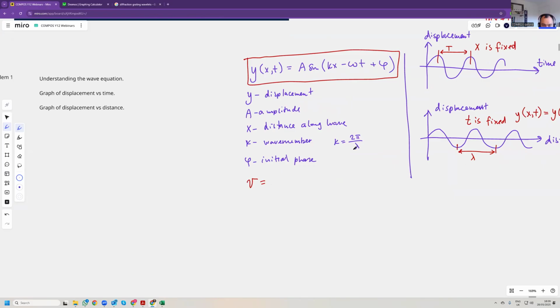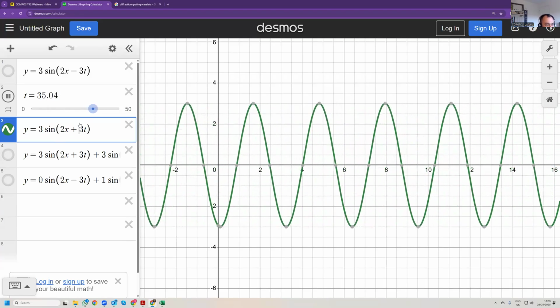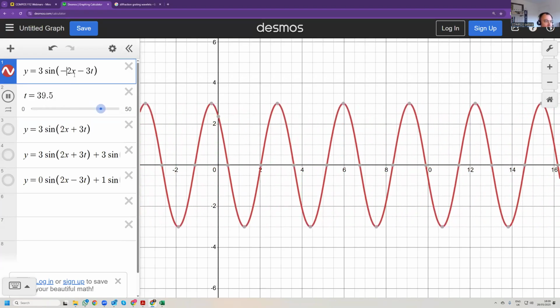So if the wave number is 2π over λ, the speed is λ times frequency. So λ is 2π over k, and frequency is ω divided by 2π. 2π cancels, and it's ω divided by k. So ω divided by k gives you the speed of the wave. It's quite interesting to think about it. Okay, therefore, if I change this sign, the wave changes direction. We can change this sign, and it also changes direction. So, of course.